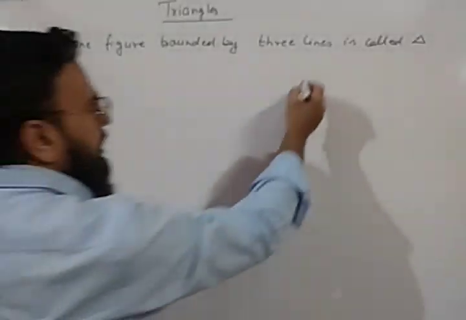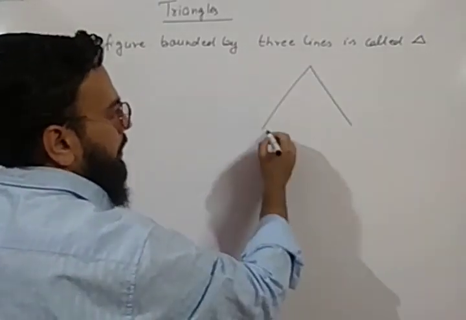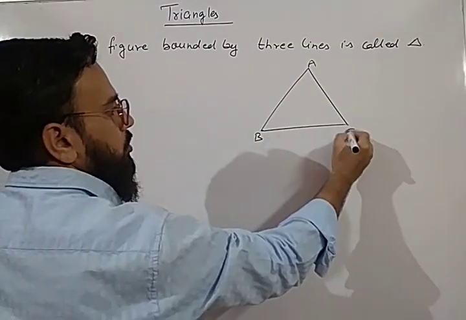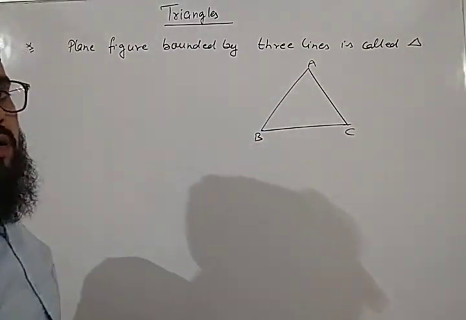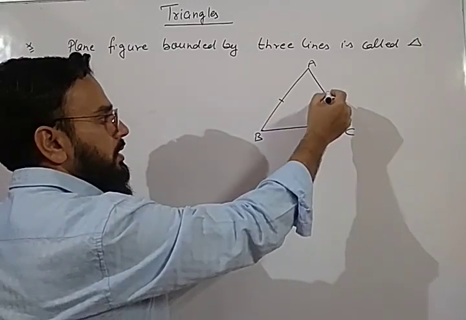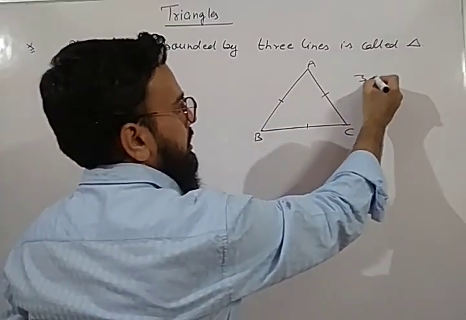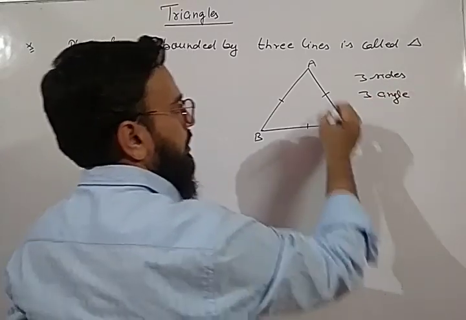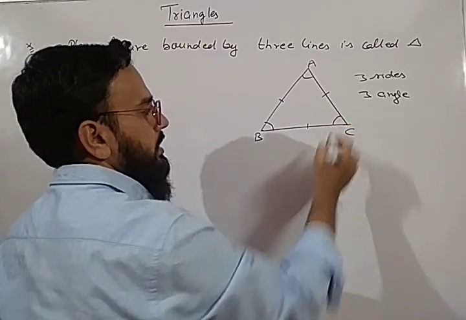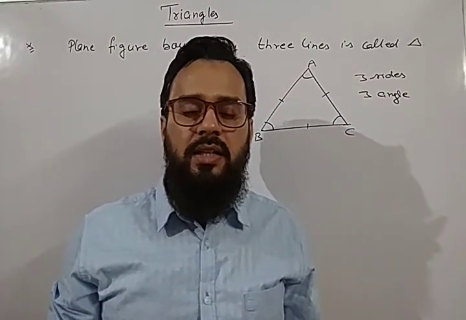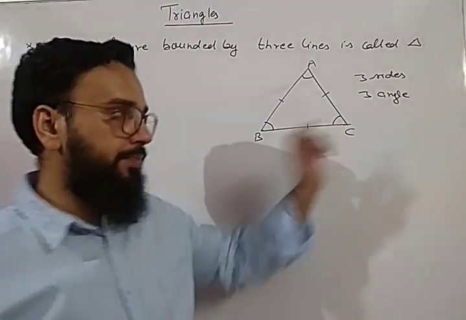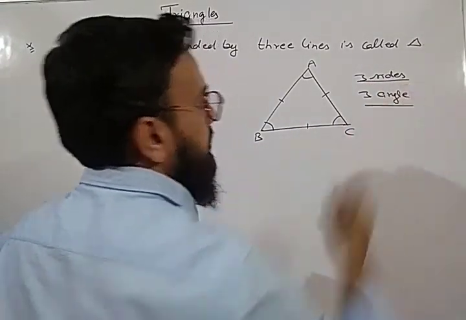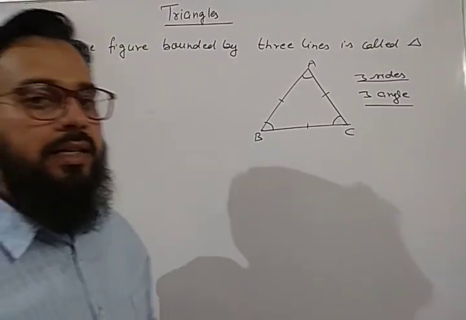Now if any triangle is given, what are the parts of a triangle? Suppose this is a triangle ABC. So in any triangle, how many sides are there? There are three sides, AB, AC and BC. There are three sides in a triangle and three angles in a triangle: angle A, angle B and angle C. So every triangle has three sides and three angles. Now, depending on these sides and these angles, the types of triangles are defined.